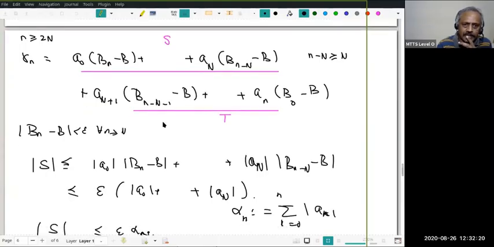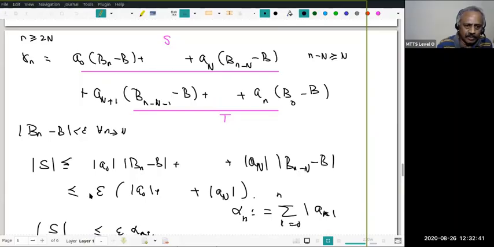So, we wanted for n greater than or equal to capital N, mod bn minus b is less than epsilon. That I can achieve, right? Given an epsilon, there is a capital N1, so that for all n greater than or equal to capital N1, mod bn minus b will be less than epsilon. But remember, I want mod s to be less than epsilon by 2.